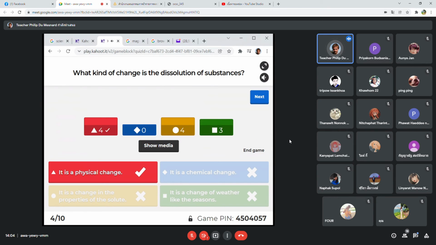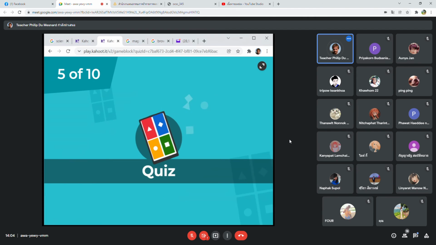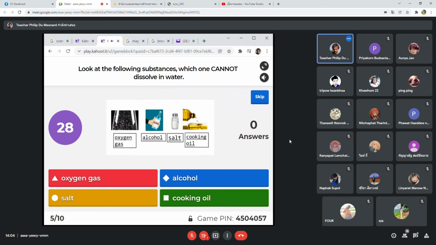Okay, 4 students right, 4 students wrong. And Cartoon still didn't make mistakes. Good job, very good. And 4 is going up, and T is going up. And Komai is still at position 3. It's good. Next. Which one cannot dissolve?